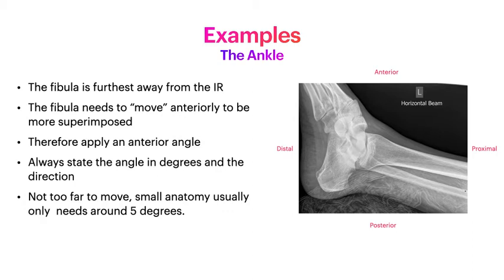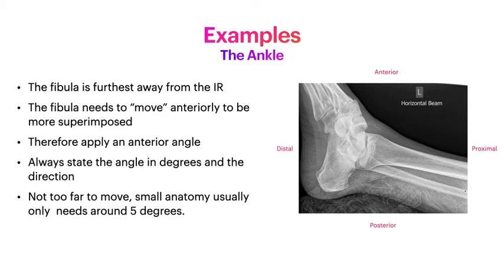Now, looking at the image, the fibula needs to move anteriorly. It needs to come up to be more superimposed, in layman's terms. Therefore, we need to apply an anterior angle. Now, back to what I was saying about the anatomical position, you may want to describe that as a superior angle because we're moving the tube up, we're angling the tube up, but that's not right, because if we think about the anatomical position, that is actually anterior if you're stood up in that position.